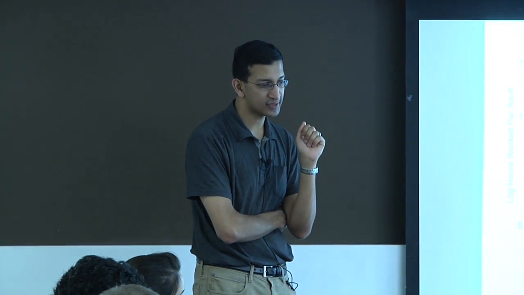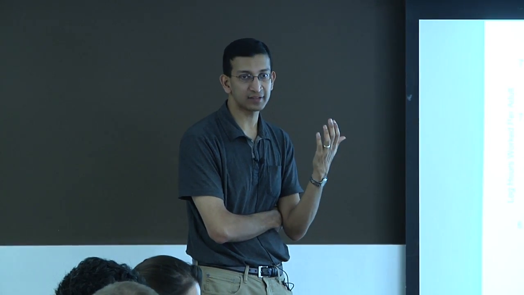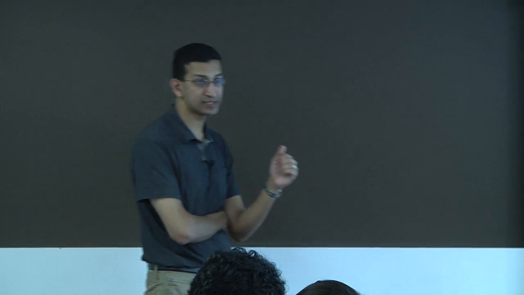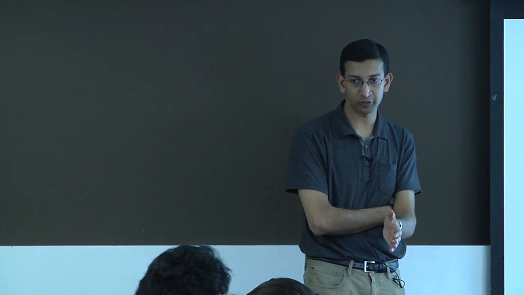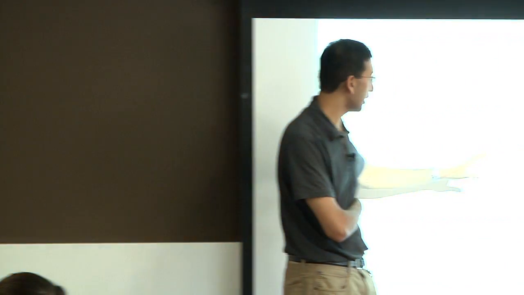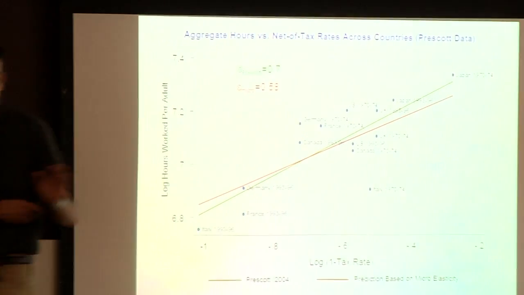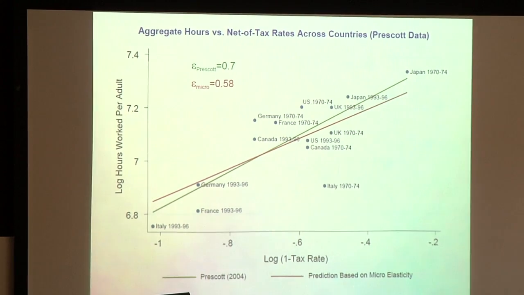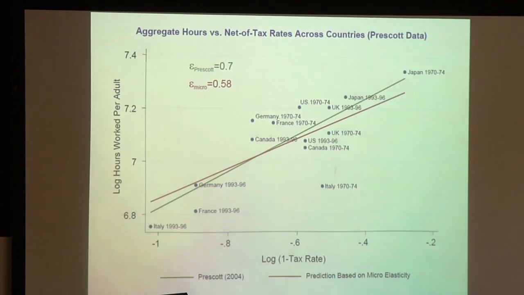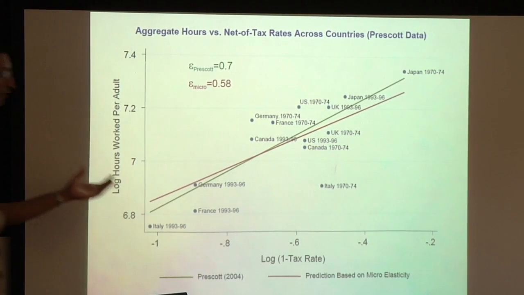The first is that you can basically match the macro facts on cross-country labor supply with the micro estimates once you account for frictions and account for the extensive margin. So this is the scatter plot I showed you before from Prescott. The green line is Prescott's best fit line. That's the best fit line to these data. The red line shows you the projection from our preferred estimate aggregating all the micro evidence of the intensive and extensive margin elasticities.